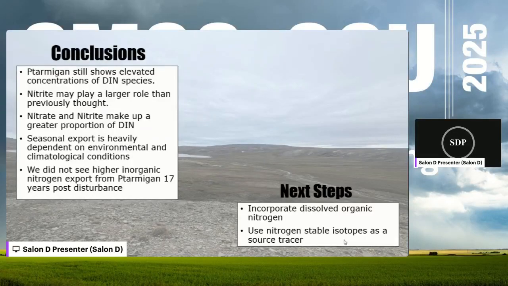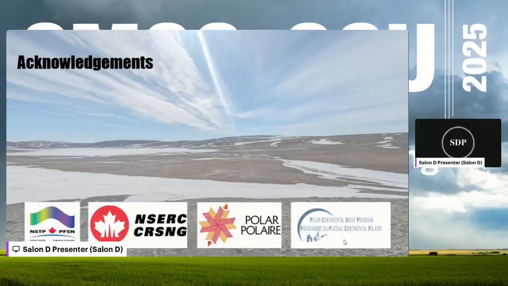Next, I'd love to incorporate some dissolved organic nitrogen values into this work. Issues with analysis have prevented me from doing that so far. And I'd also like to use some stable nitrogen isotopes as source tracers for that mid-season peak of nitrate in ptarmigan.